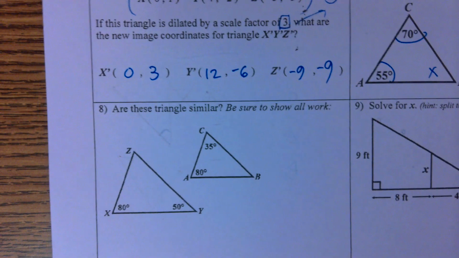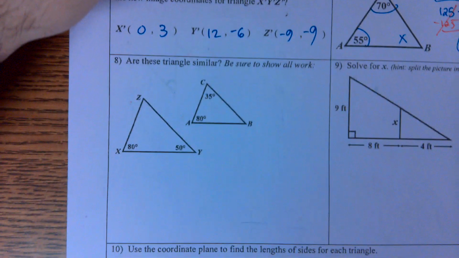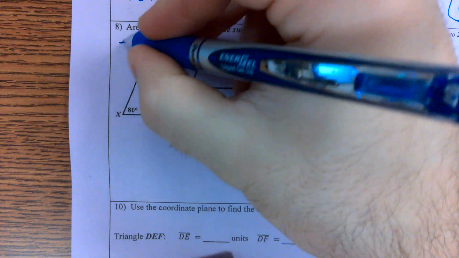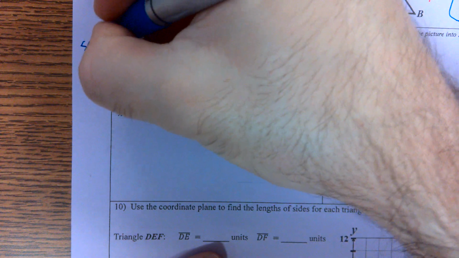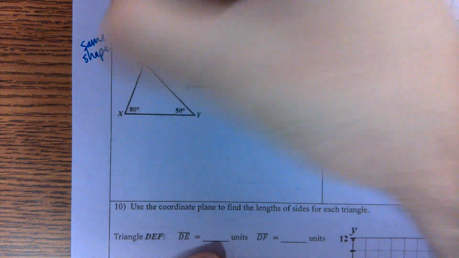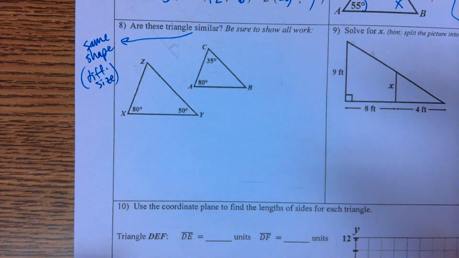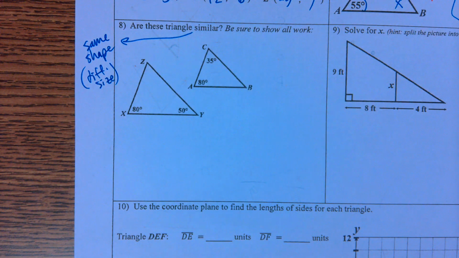Along the same lines as that, I could also use the triangle sum theorem to determine if two triangles are similar or not. Remember, similar just means same shape, but they might be different sizes. Okay, clearly these guys are different sizes. Let's figure out if they're the same shape. If they are the same shape, they should have the same angle measures.